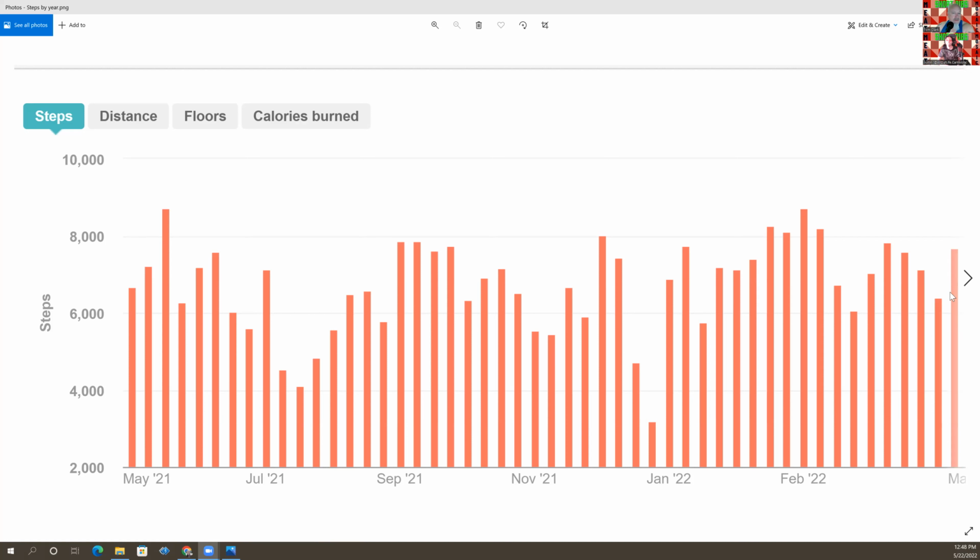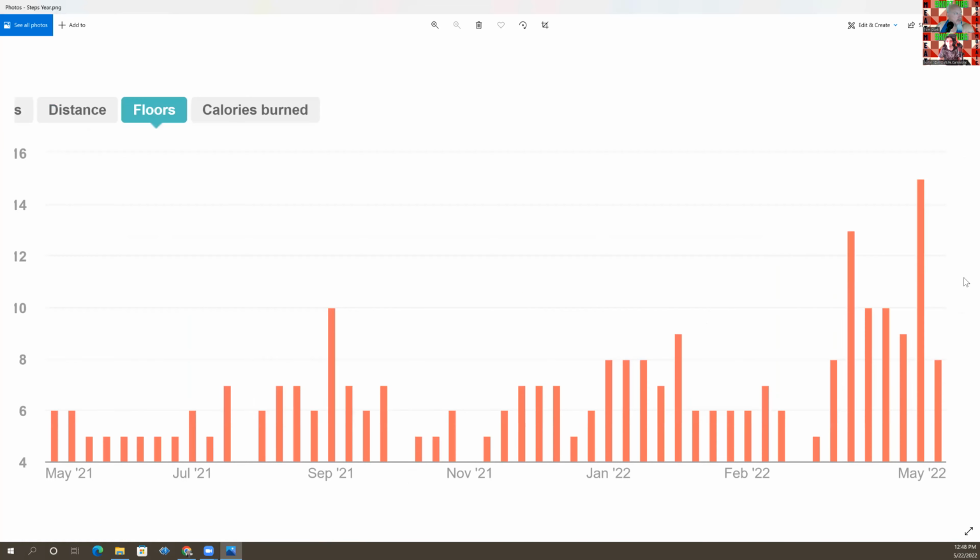So again, here you can look at your data by month or by day or by year or whatever. So it could help the planning. Here's floors walked. So again, I know Justin had walked. How many floors did you walk that one day? Like 30 floors or something? I think it was like 50.